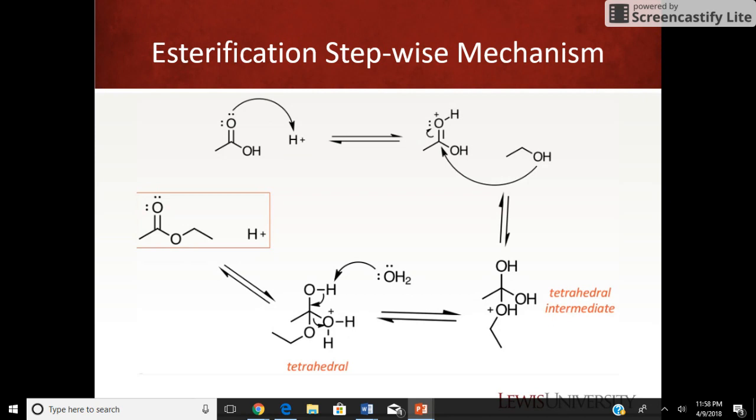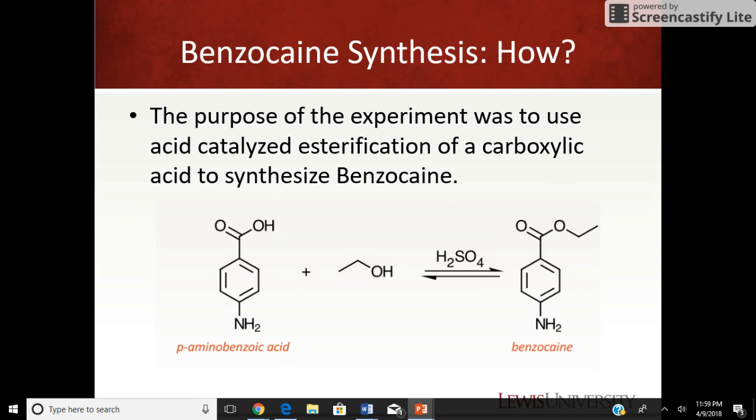So here's the actual mechanism. You can see up in the top left that the carboxylic acid grabs a proton from the sulfuric acid, the acid catalyst. It forms an ion that the alcohol then attacks. This forms the first tetrahedral intermediate. This tetrahedral intermediate reacts with water and forms a second tetrahedral intermediate. And essentially you get your ester with the acid catalyst reformed, and you do get some side product of water.